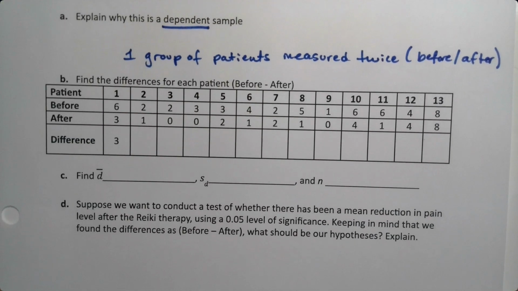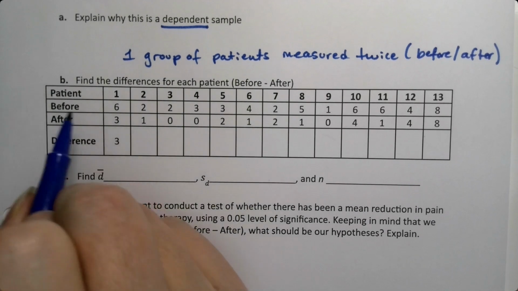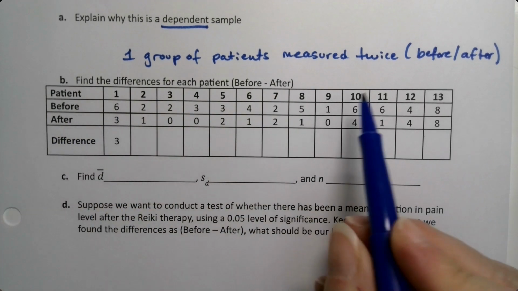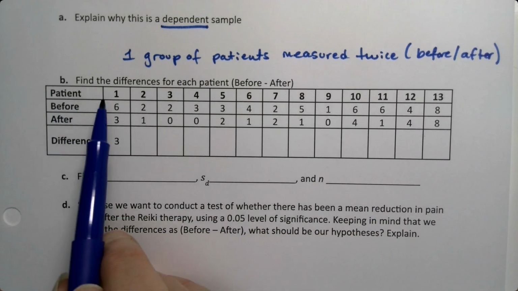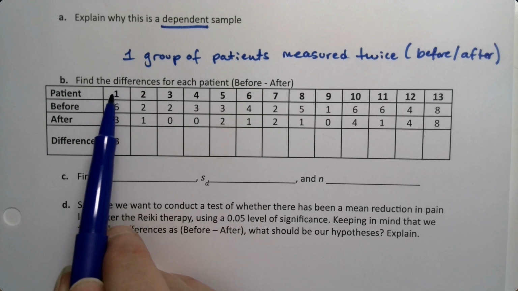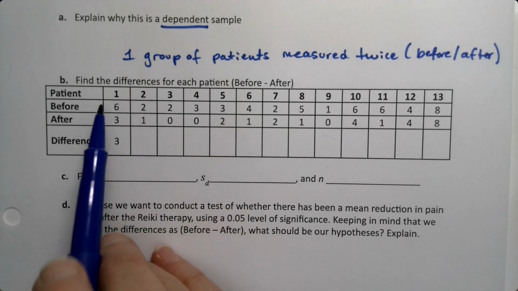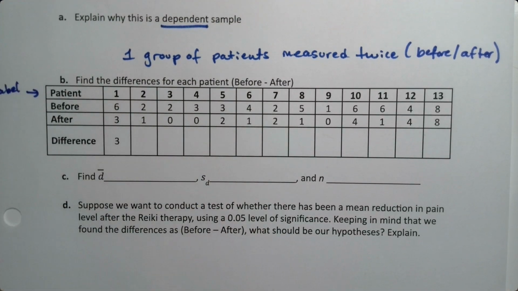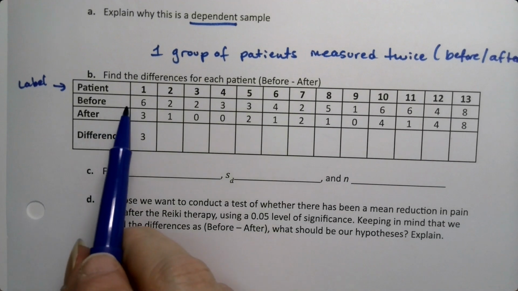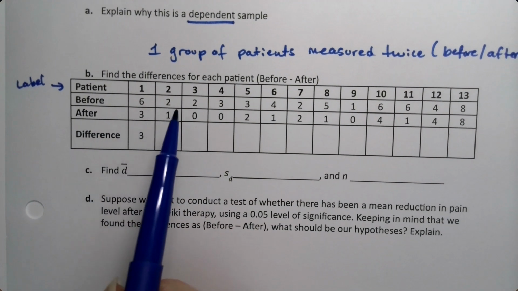All right, now we're going to have a little bit of review here and a little bit of new stuff. So here's the thing. This is our before row right here. This is our after row. And this up here, the patient is just labeling. So this is patient number 1. This was their pain level before. This is their pain level after. Patient number 2. So this is just a label, so don't be excited by that. There's nothing exciting there. And then we have before and we have after. Okay, so we want to go get the differences.